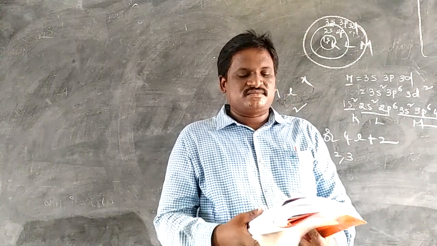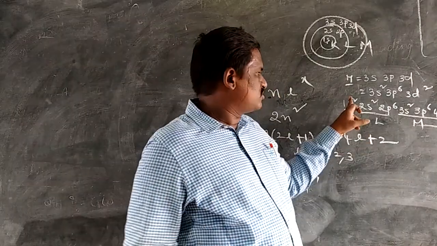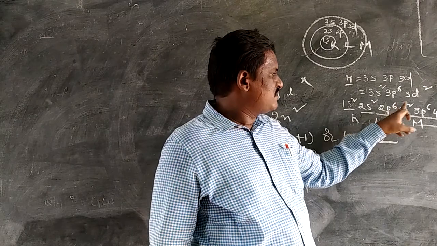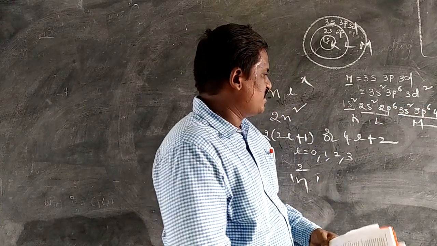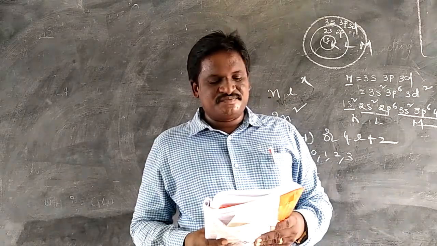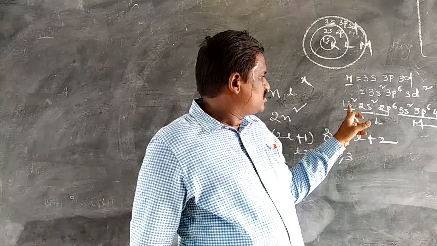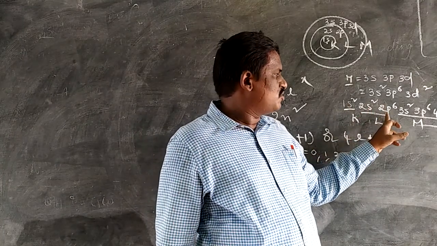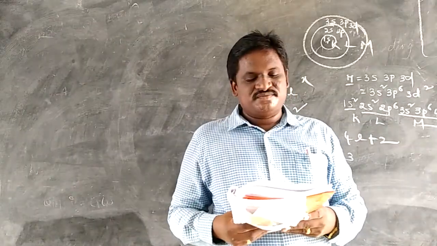Next question. What is the atomic number of the element in total? 2, 4, 6, 10, 12, 18, 20, 22. That's why 22 is the atomic number. Write the electronic configuration of the element. 1s2, 2s2, 2p6, 3s2, 3p6, 4s2, 3d2.